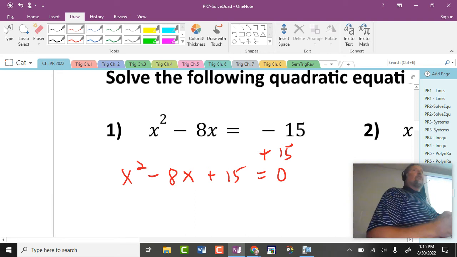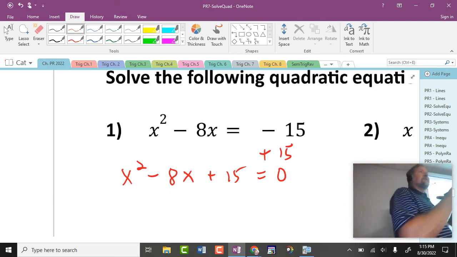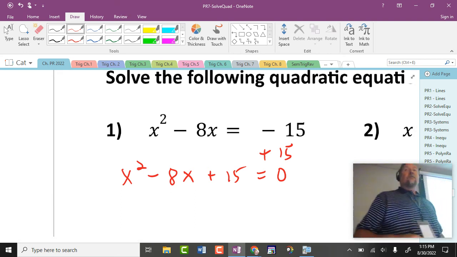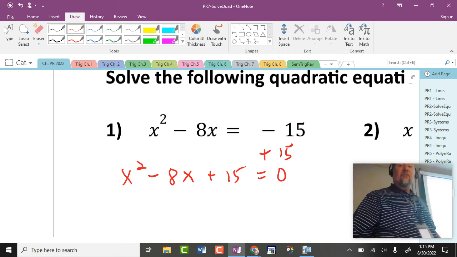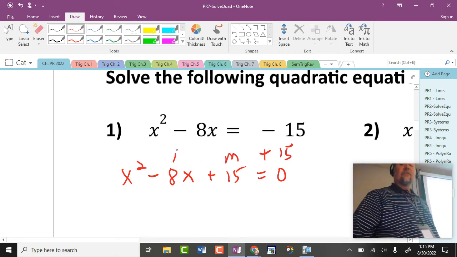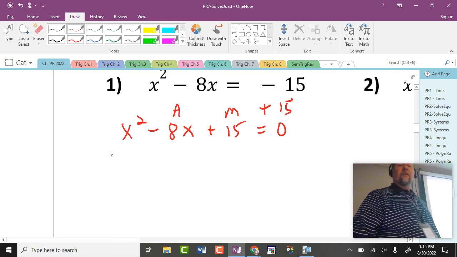This is not square rooting form. This doesn't have a nice binomial squared. So the next thing is probably going to be factoring. How does this factor? Or what do you get when you factor this?